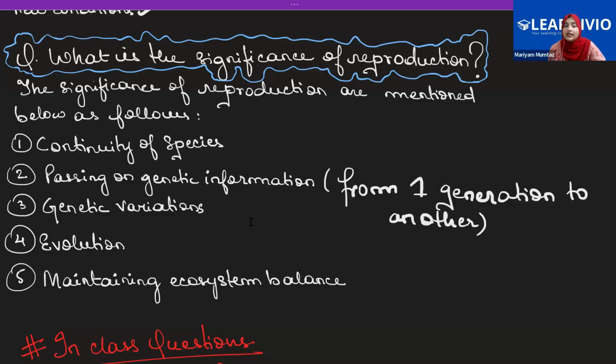Then the next thing is genetic variations. Those variations lead to the next thing, evolution. And the last thing is that when reproduction is normally done, the ecosystem balance is maintained. If it is not done, the ecosystem balance will be disrupted. So these are the 5 most important reasons, or the significance, of reproduction.